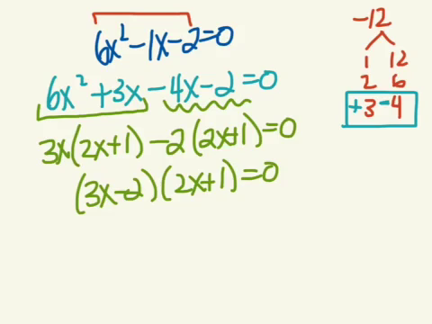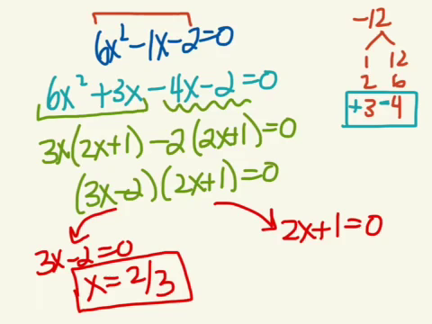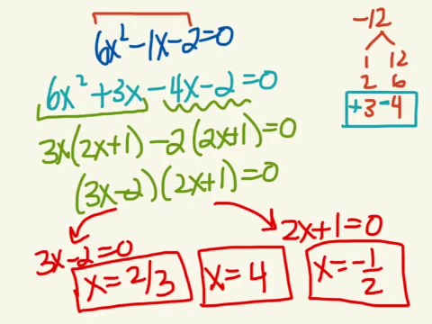Once you get it factored, really all you have to do is take each factor, set it equal to 0, and solve each one. So for this first one, we're going to add 2 to both sides, divide by 3, which gives us x equals 2/3. Over here, subtract the 1, divide by 2, so negative 1/2. And then don't forget, at the beginning we used 4, so those are our 3 roots.